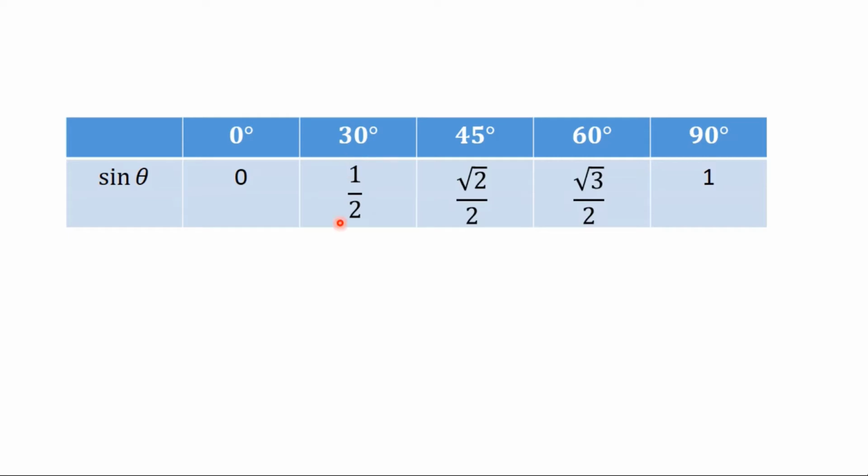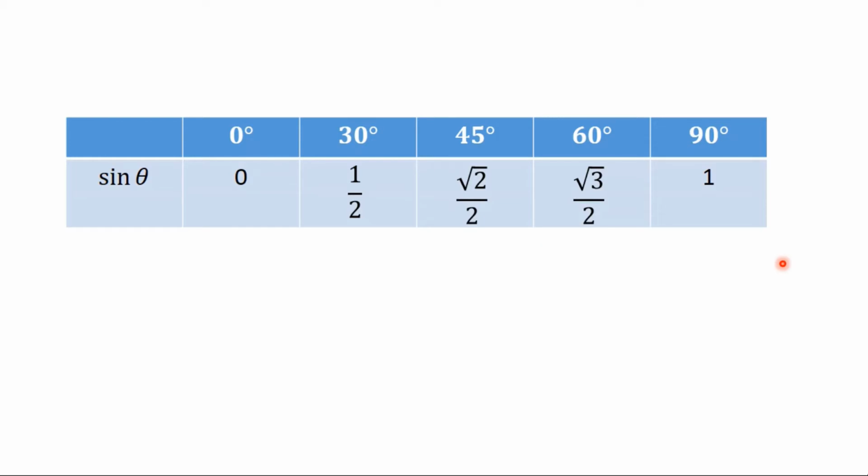We also need to know the exact values that we've already worked out, because this is a really good starting point for drawing the graph. Without doing any extra work, we already have these 5 coordinates. So we have the coordinate 0, 0. We have the coordinate 30, a half. We have the coordinate 45, root 2 over 2, and so on. So this is a nice starting point.